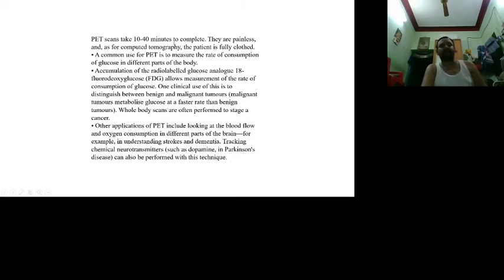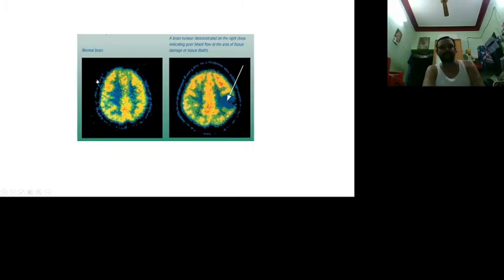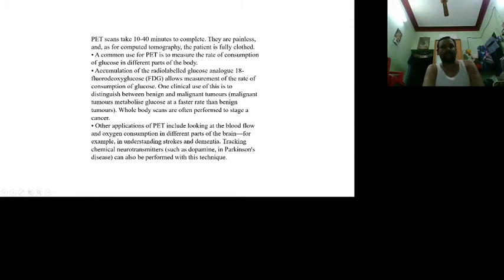PET scans take 10 to 40 minutes to complete. They are painless. A common use for PET is to measure the rate of consumption of glucose in different parts of the body. To find out the glucose metabolism, we use fluorodeoxyglucose, a compound similar to glucose in which the normal fluorine, fluorine 19, is replaced by fluorine 18. Along with the glucose, this compound fluorodeoxyglucose enters the metabolism, labeled with the F18 nucleus.